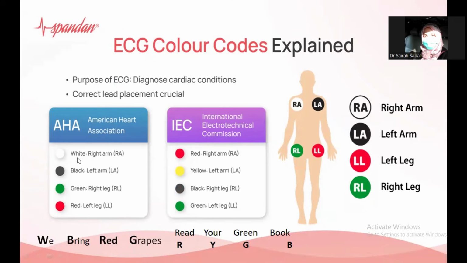So the AHA has a different color coding. I have already told you about Read Your Green Book, that is from the IEC, the International Electrotechnical Commission. Now, the other one, the AHA, is using the American one, which is a bit different. Use white, black, red, and green. So you can use the mnemonic: we bring red grapes. We, W for white, bring, B for black, red, grapes, green, right? So this is the arrangement by the AHA. You can take a screenshot.